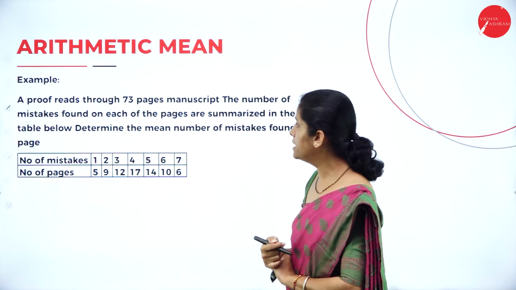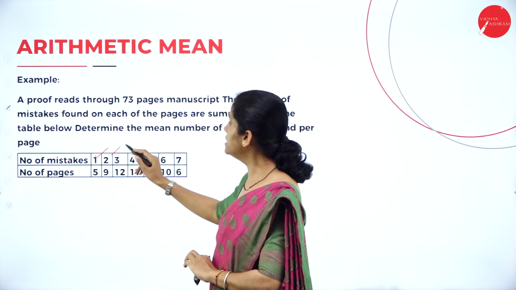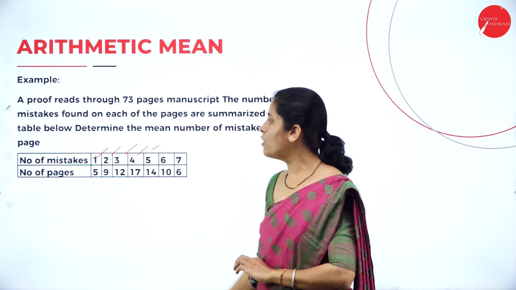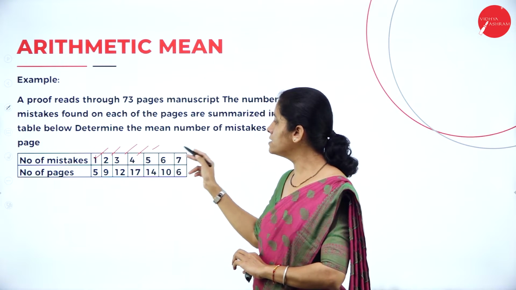Now consider the example here. I have a discrete data set. Number of mistakes: 1, 2, 3, 4, 5, 6, 7.